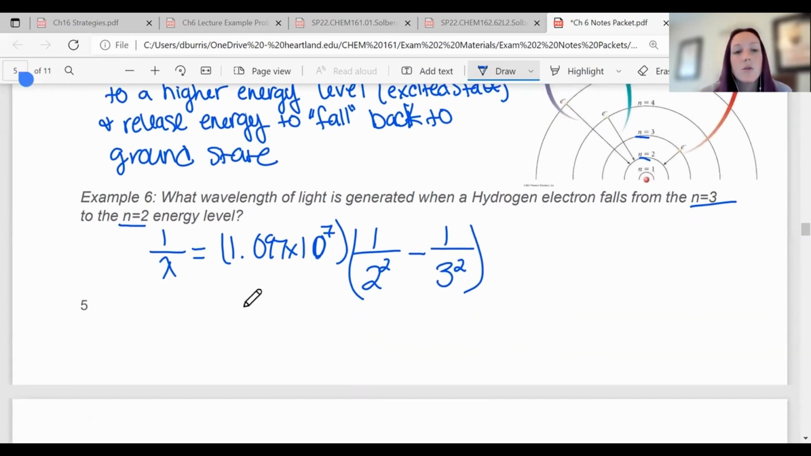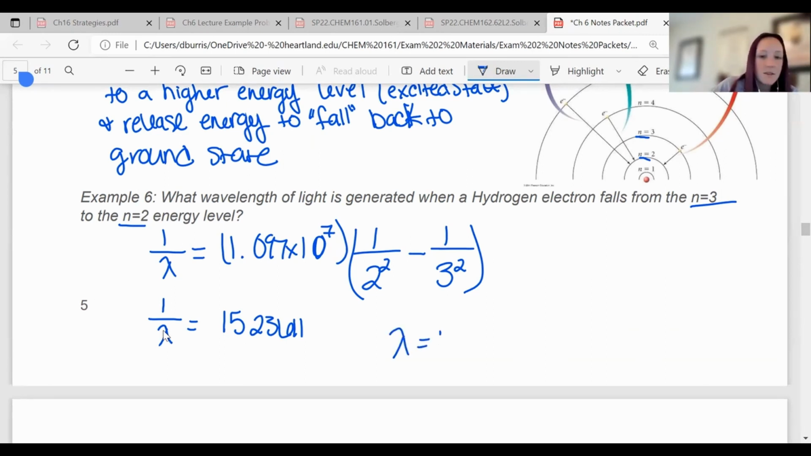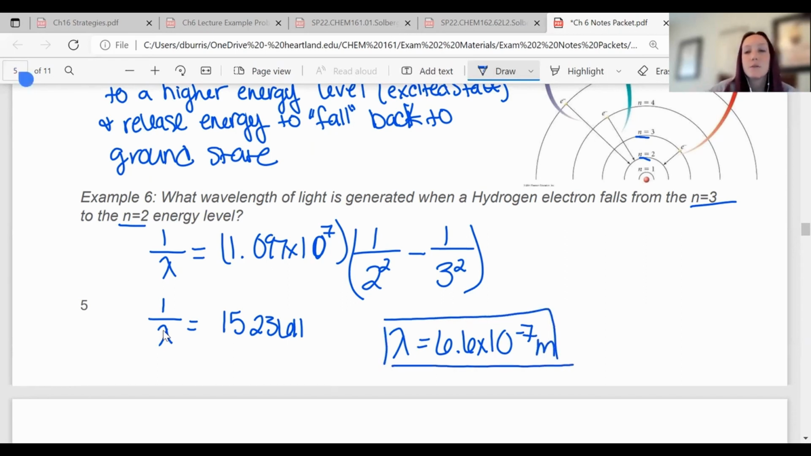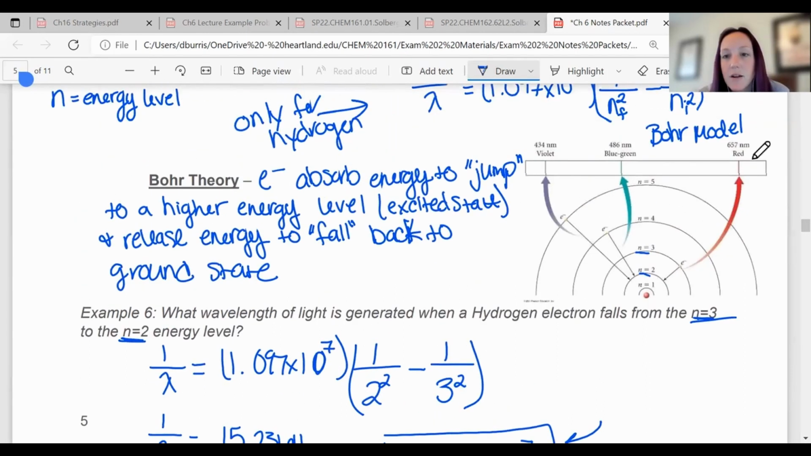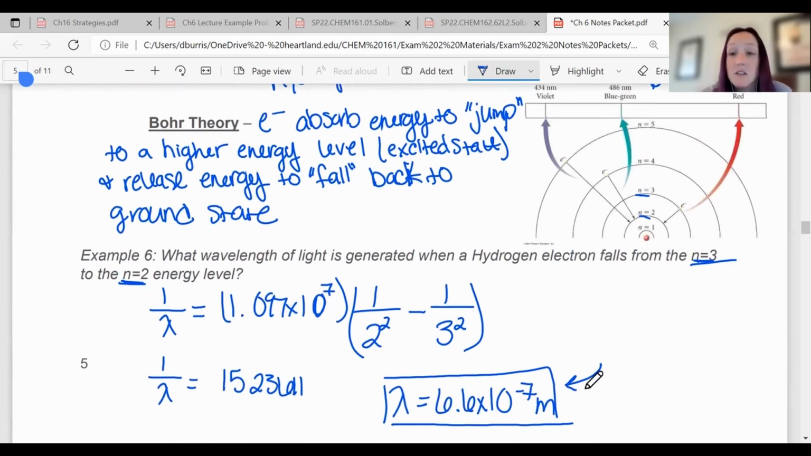Again, watch your calculator on your order of operations. You should get that 1 over wavelength is like 1.52361 times 10 to the 6th. Then algebraically, you can do cross multiplication, or you're really just doing 1 divided by this number. You should get that the wavelength is 6.6 times 10 to the negative 7th meters. So when an electron goes from the third energy level back down to the second energy level, it gives off a wave that has this wavelength. That matches the Bohr model that I have up here, this 657 nanometers. That's 6.6 times 10 to the negative 7th meters. So it's that red light wave that's given off when that electron transition occurs.